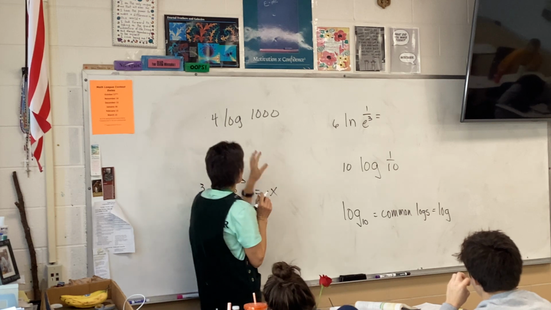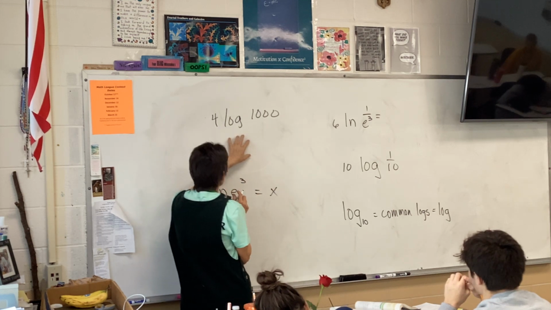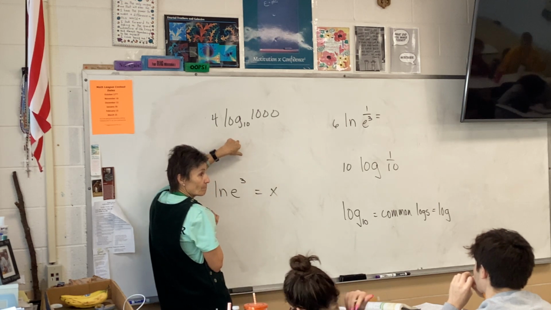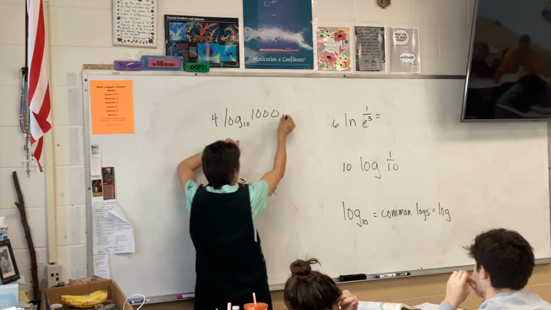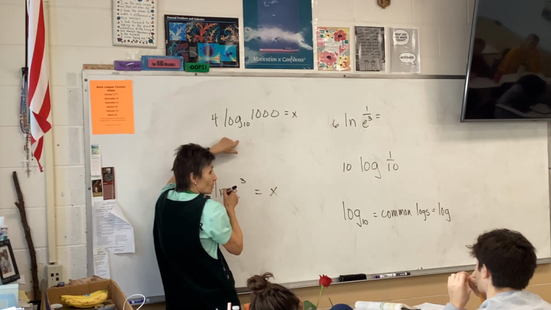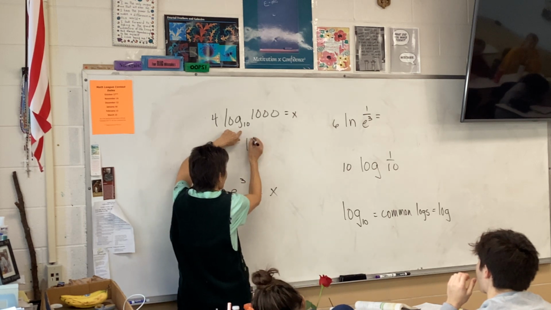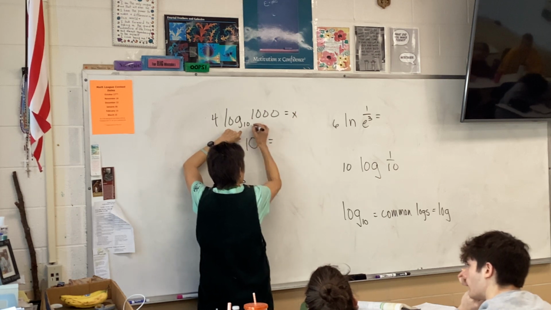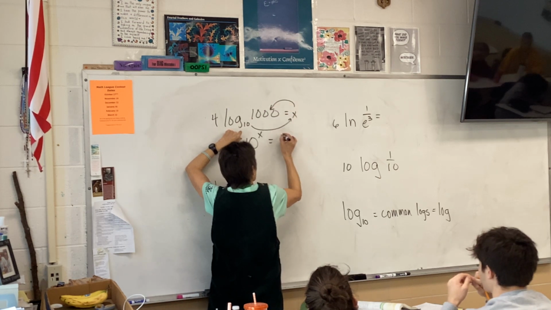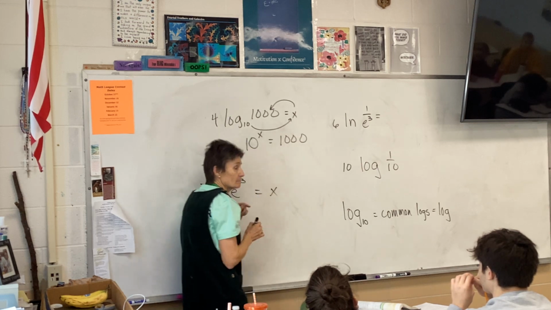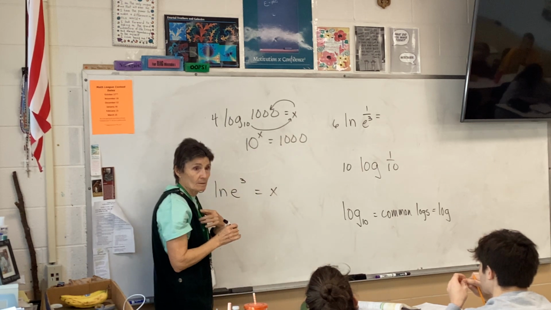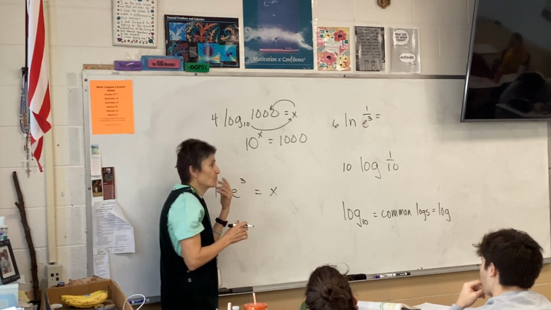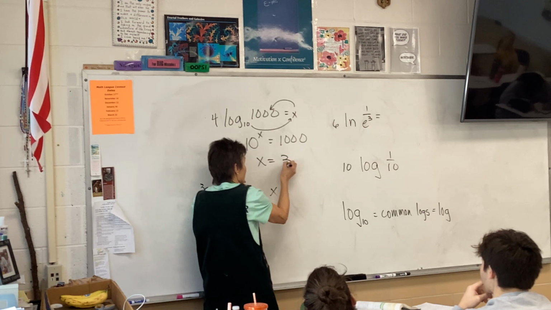So back to this problem number 4. There's no base, so I'm gonna put a 10 in. I'm gonna set it equal to x and figure out what it equals. So 10 to the x equals 1,000. So just think about it for a minute. 10 to what power is 1,000? 3. So the answer to the problem is 3.